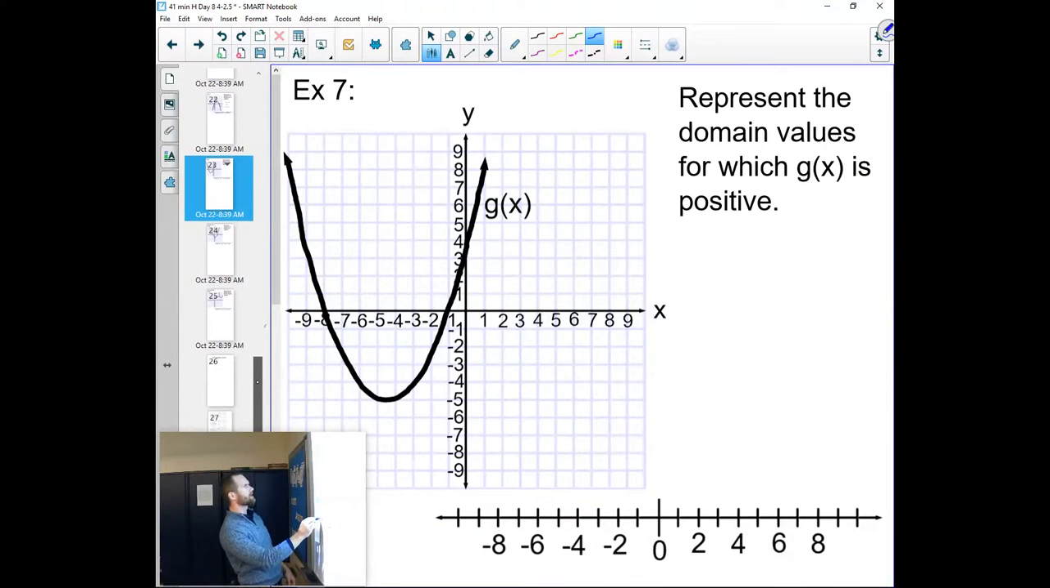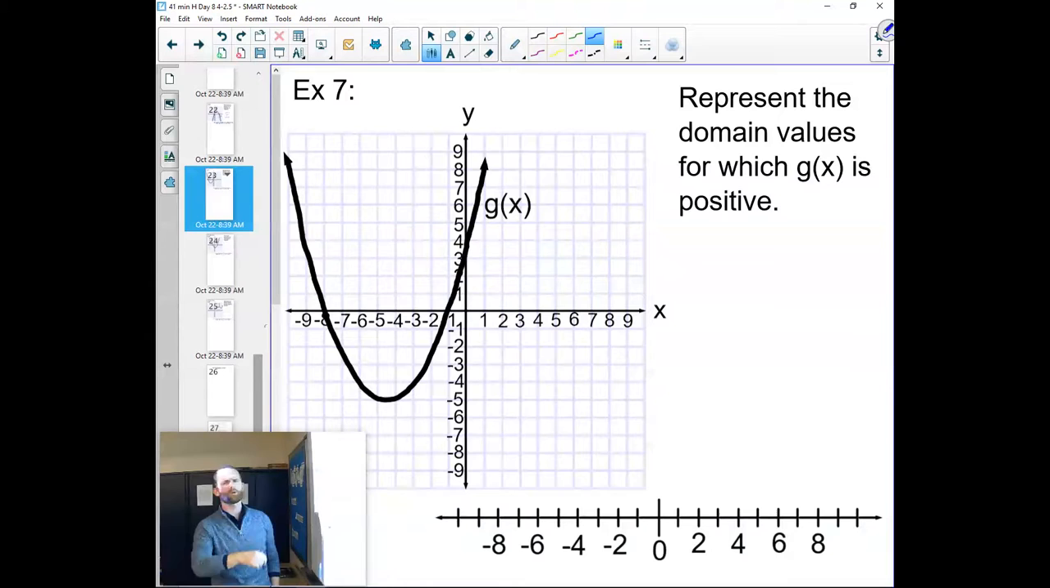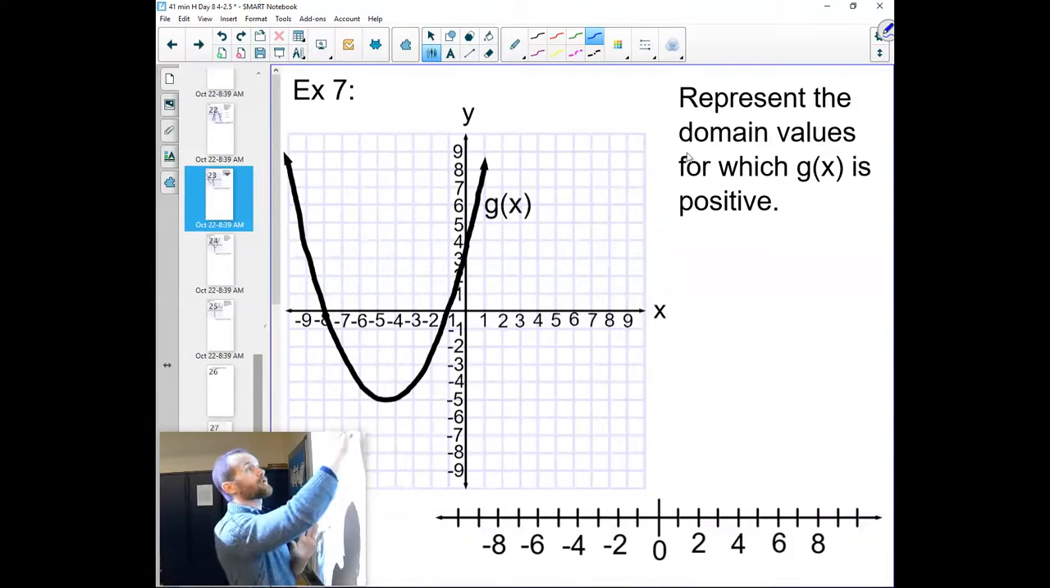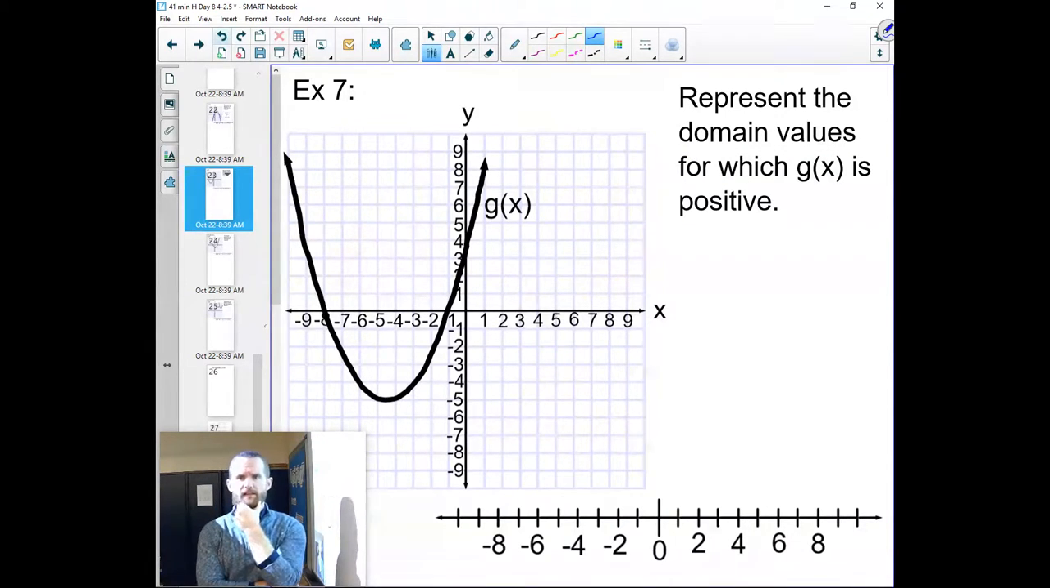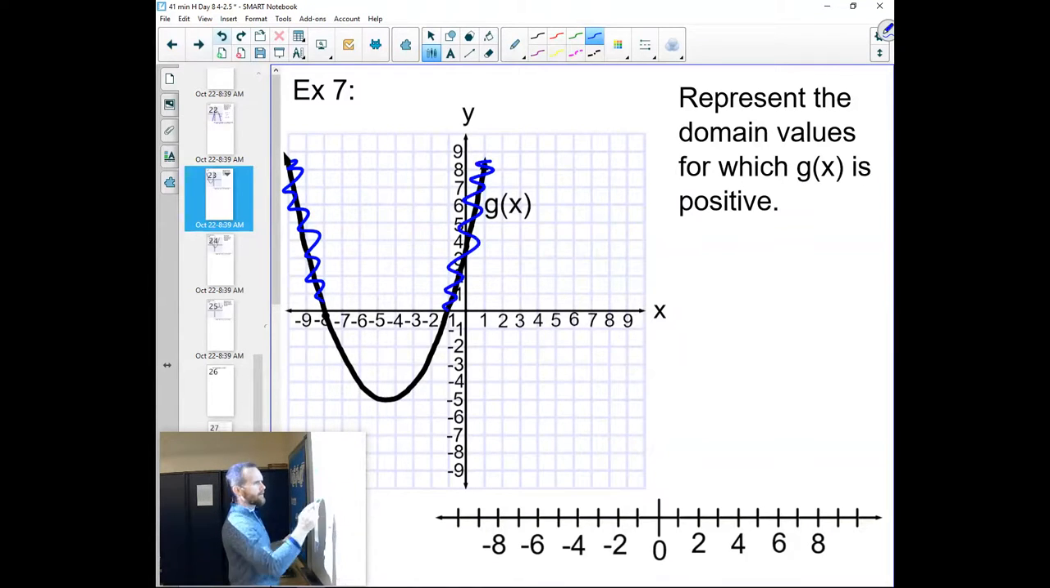Look ahead real quick. Just three more, just three more. We'll do one more together, then I'll have you try the last couple on your own. Represent the domain values. Now remember, domain values, same thing as the x value, so we don't need to change our strategy one bit. Represent the domain values for which g of x is positive. Okay, positive. So we're thinking above the x-axis, so let's just shade everything that's above the x-axis. So this part's above the x-axis, and this part's above the x-axis. All right, that's always the first step.